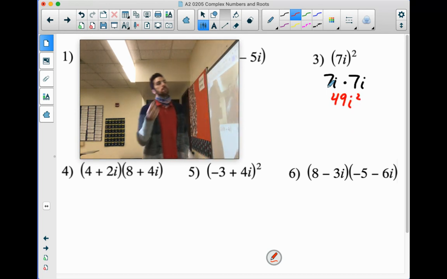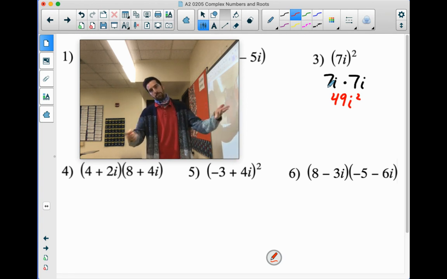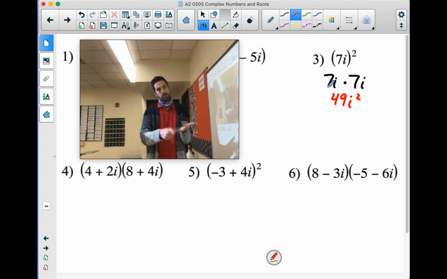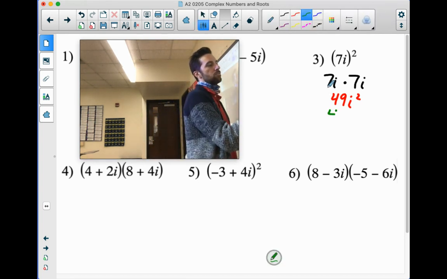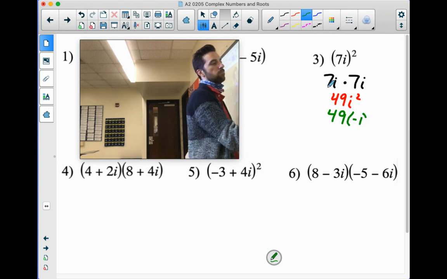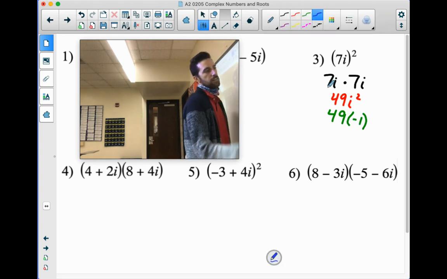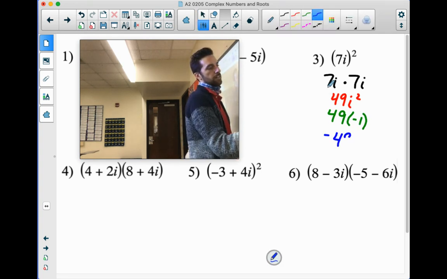So eventually, you could probably do this problem without writing out 7i times 7i. You square the 7, you square the i. Now we know that i squared is -1. So 49 times -1 would then give us a final answer of -49.